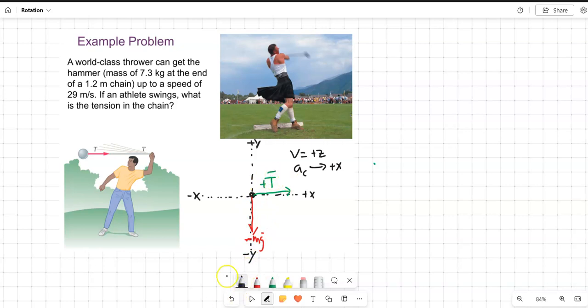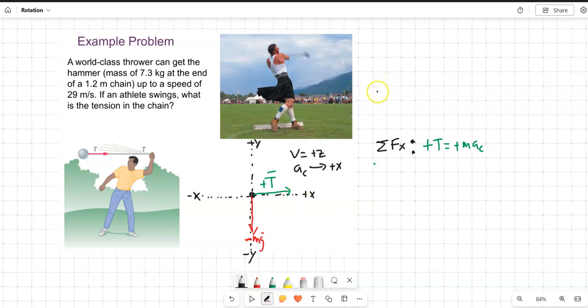Well, let's sum the forces in the x and y direction. So sum the forces in the x direction, and this is really the only one that we care about, because we want to know what the tension on the string is, and that's only an x direction force. But let's sum the forces in both directions. So the force in the x direction is going to just be that positive T, and that's going to be equal to a positive x direction mass times centripetal acceleration in this case.